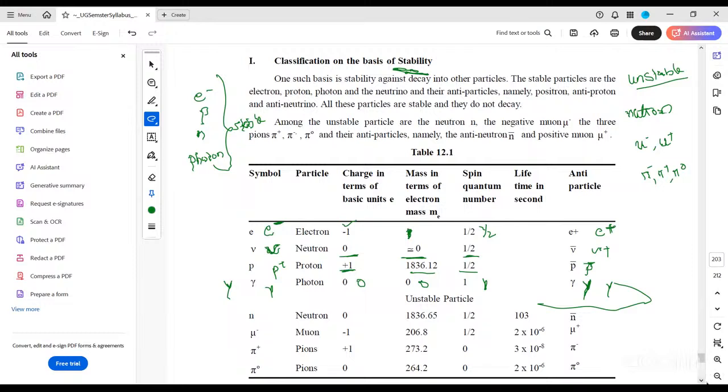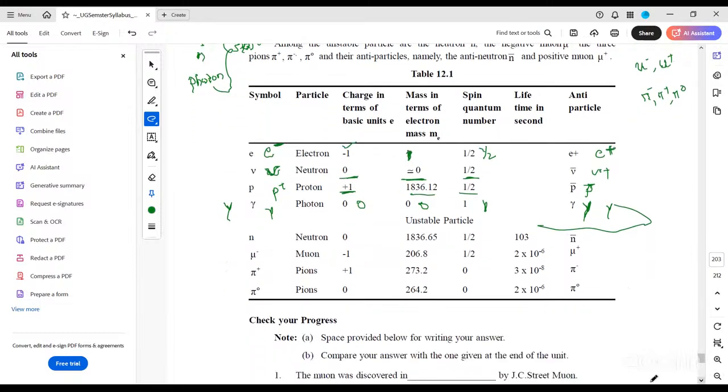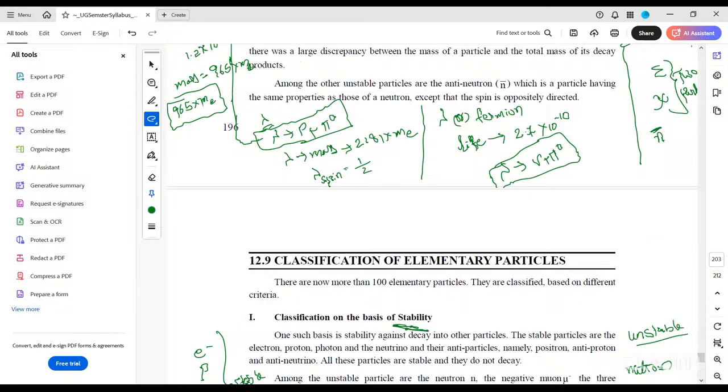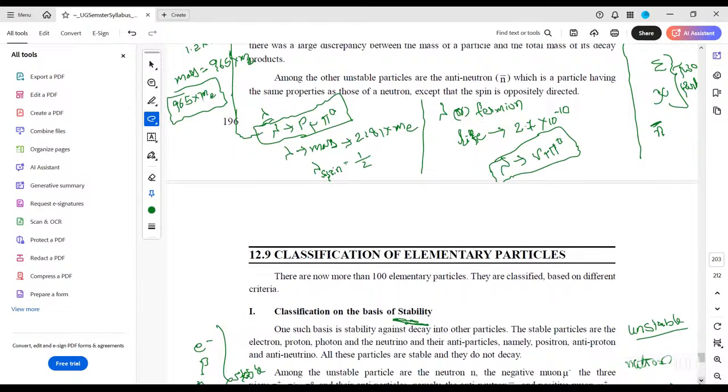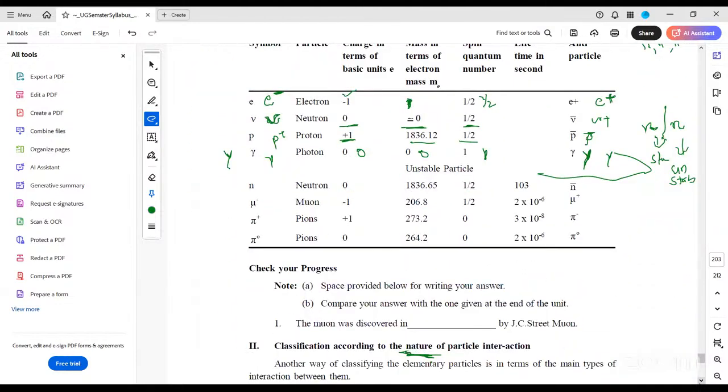Next, come to unstable particles. Neutron is either stable or unstable based on its working and its status. Sometimes it is in the stable state, and sometimes it is unstable. Whether it is stable or unstable depends upon the nature when it is working. So what are the unstable particles?